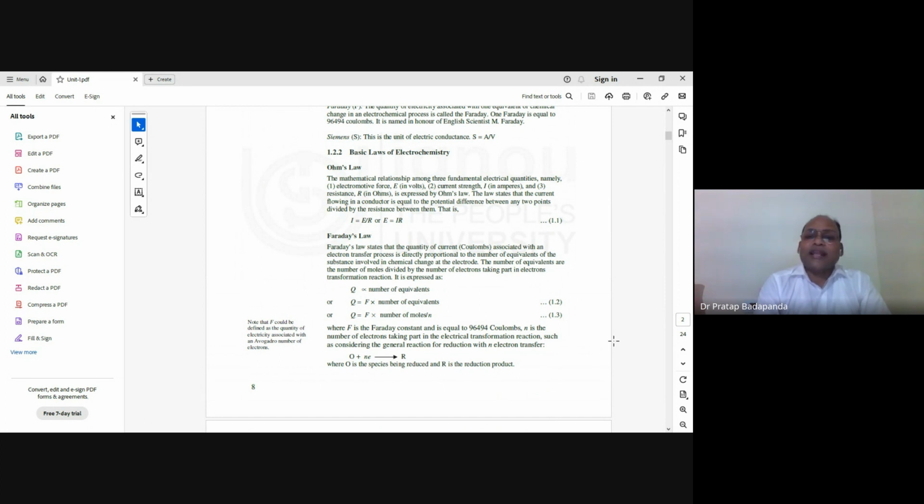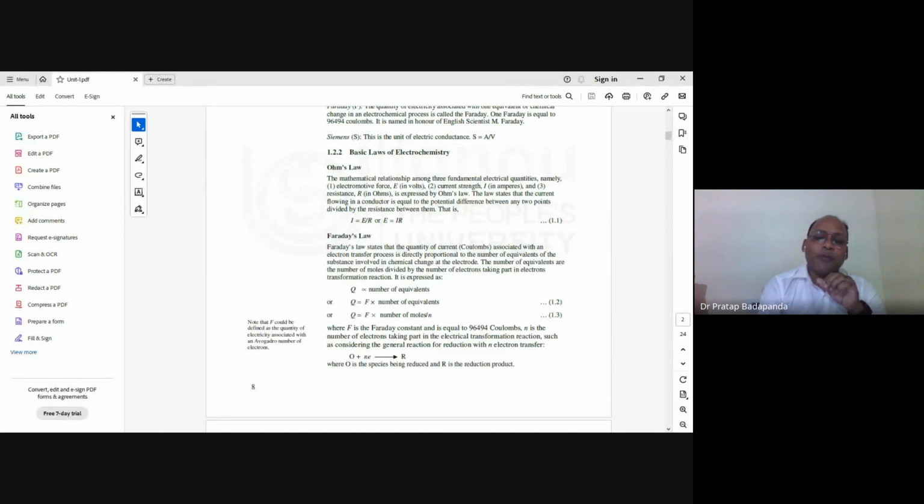As you know, the flow of current is opposite to the flow of electron. If the electron passes from left to right, then the current will pass from right to left. This is the simple procedure you have learned in electrochemistry in your last degree. The electron transfer process is directly proportional to the number of equivalents of the substance involved in the chemical change at the electrode.